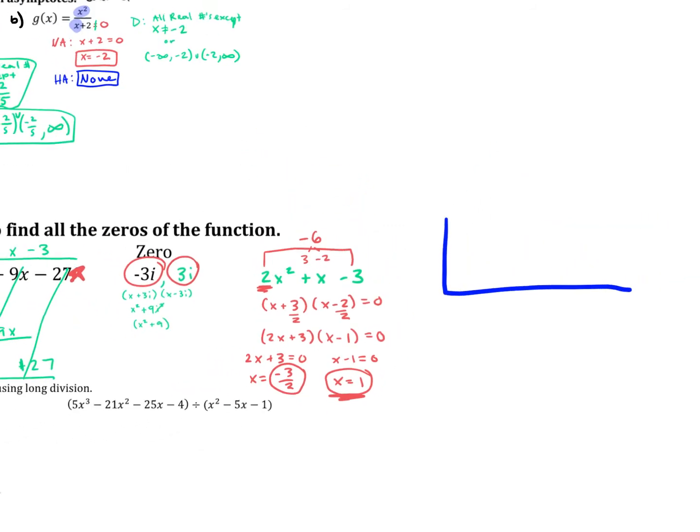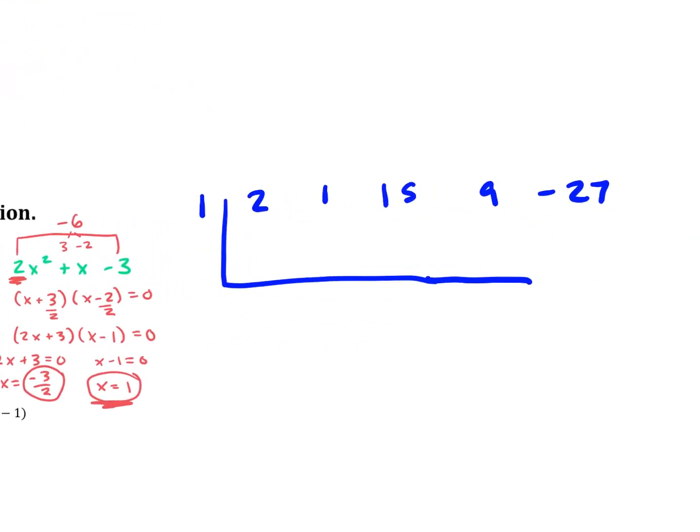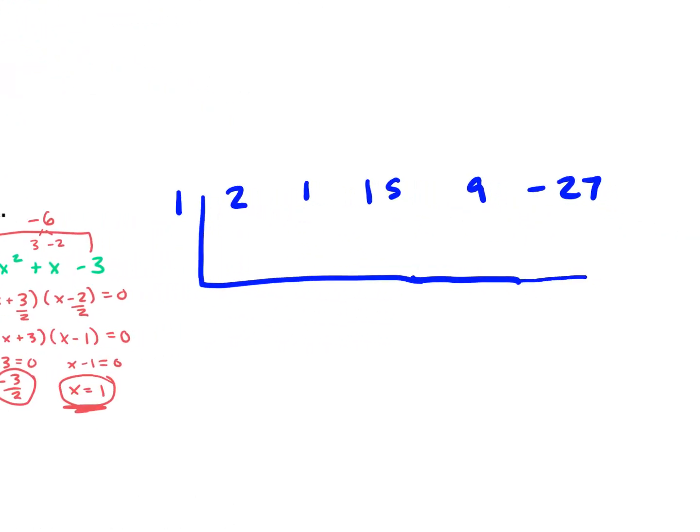Just to test our theory, let's do synthetic division here. So I'm going to do 1 since it's a whole number. So I have 2, 1, 15, 9, and negative 27 that goes in the box. So I just put inside the box my coefficients: 2, 1, 15, 9, and negative 27. So we're going to do synthetic division to see if this is a factor or not.